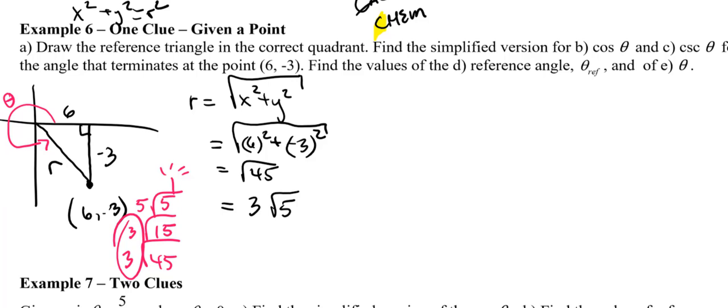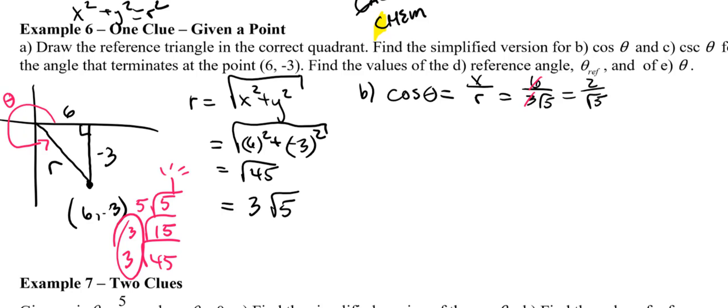Now, for the next piece, we figured out what r is. So that was part A. And then for part B, we've got to figure out what the cosine is. So here's part B right here. Cosine of theta is going to be this ratio of the x-coordinate over the r-coordinate. And I know the x-coordinate is 6, and the r, we just figured that out, that's 3 square roots of 5. Now I've got to reduce that, right? So 3 and 6 can simplify. So you're going to have 2 over the square root of 5.